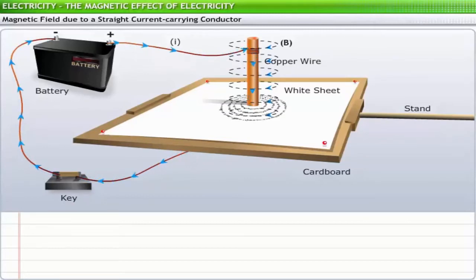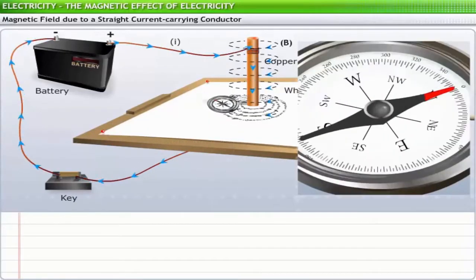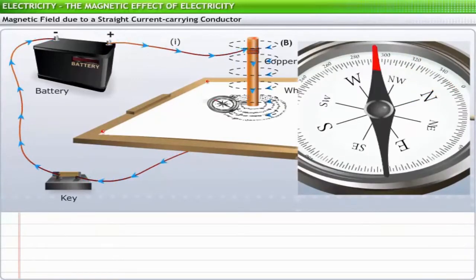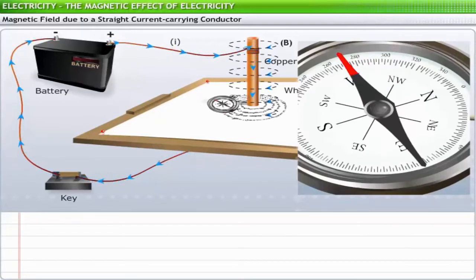You will observe that when the current flows through the wire, the iron filings arrange themselves in a concentric circular pattern. By placing a magnetic compass on any circular field line represented by the iron filings, you can also detect the direction of the magnetic field lines. The direction of the compass needle indicates the direction of the magnetic field.